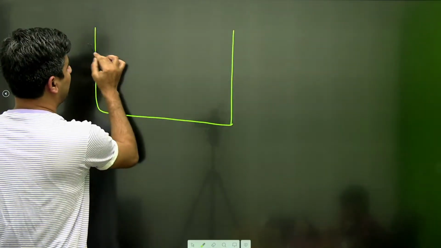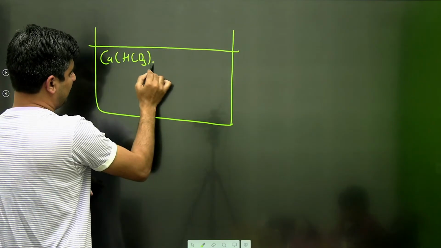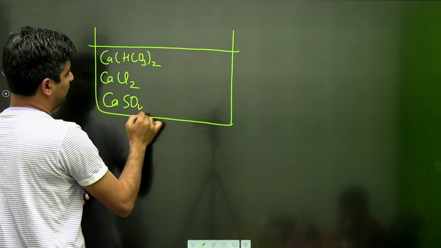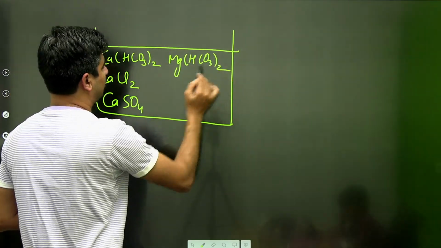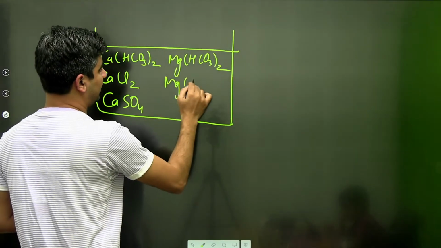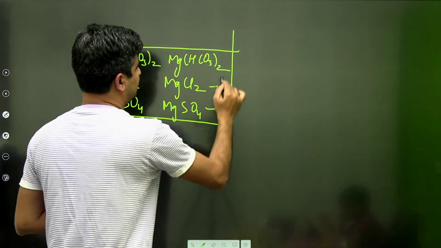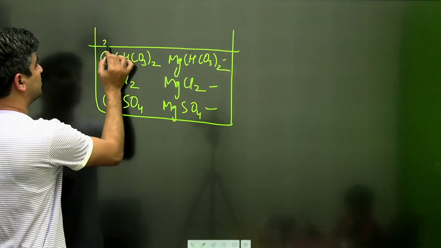So generally the hardness will be due to Ca(HCO3)2, CaCl2, CaSO4 or Mg(HCO3)2, MgCl2, MgSO4. So generally the hardness is due to these particles, right? So hardness is basically due to presence of these cations.